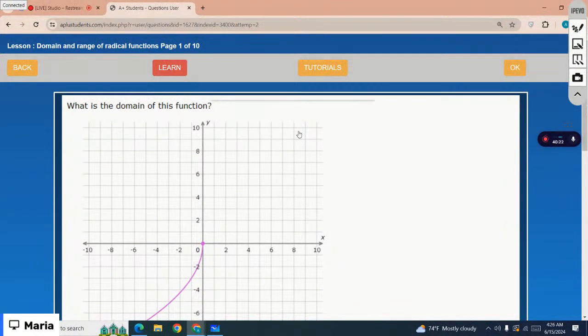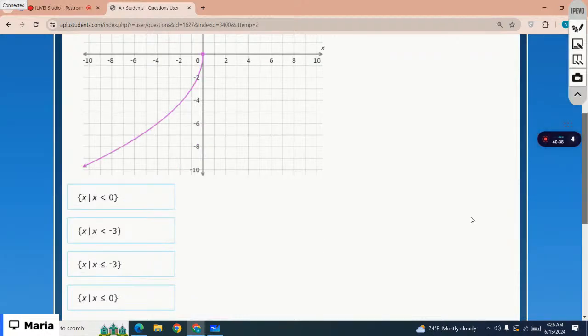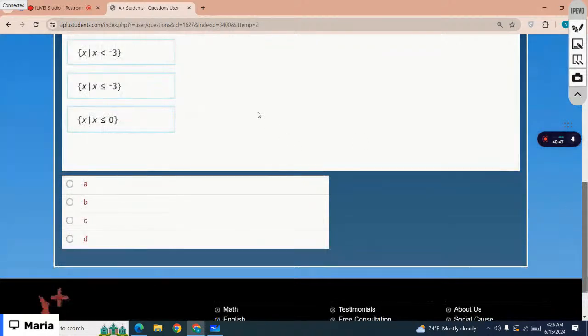What is the domain of this function? So domain is all the possible x values, right? So graph 0. And going this way, you can see on the left hand side of the 0, you have all values that are smaller, getting smaller and smaller and negative values, right? So that means the solution is x is less than or equal to 0. The correct option is option number D.